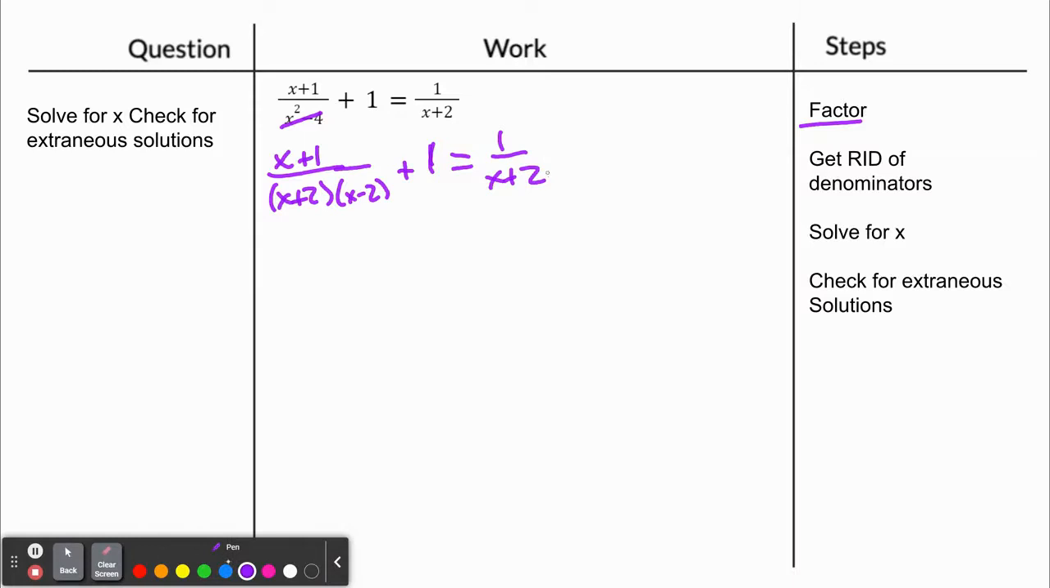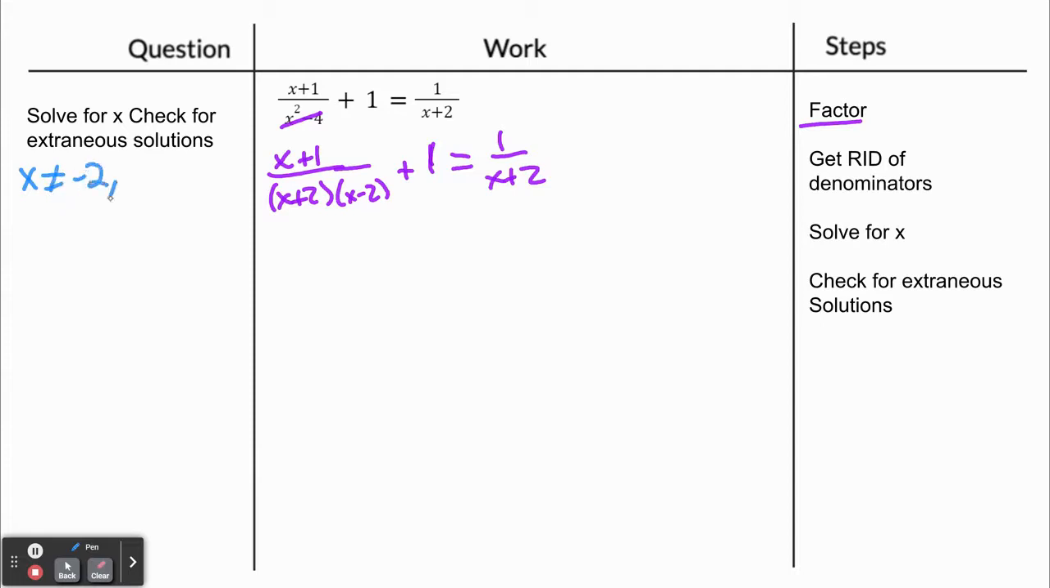Now, really quickly, what I'm going to do on the side here is note our excluded values, right? X cannot be equal to -2 or +2 because it would make a denominator 0, which we can't have. So that's going to come back into play when we check for our extraneous solutions.